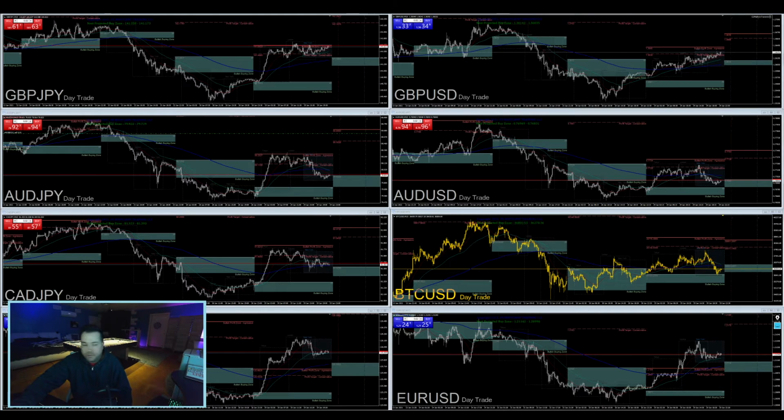All right, it's 2 p.m. on Tuesday, the 19th of January, 2021. Let's go ahead and take a look at the full pivot charts. We have New York close here in less than an hour.